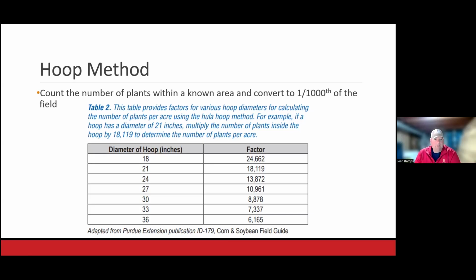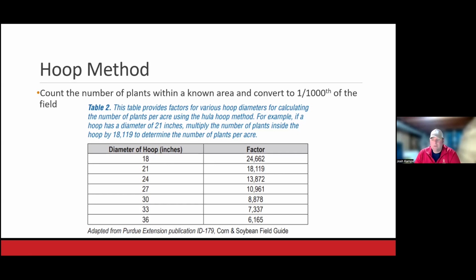For instance, if you have a hula hoop or some type of a ring with a diameter of 21 inches, that factor then is 18,119. What that means is we're going to count all those plants within that ring, and then we're going to come back to this chart and multiply it by that factor. So it's a different way to do that plant density across the field.